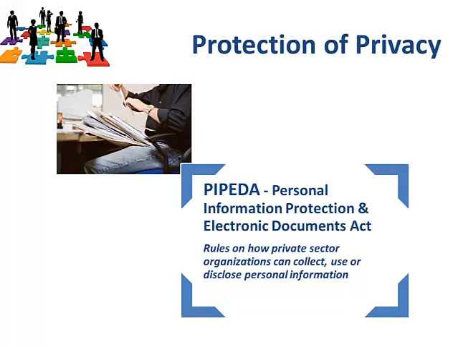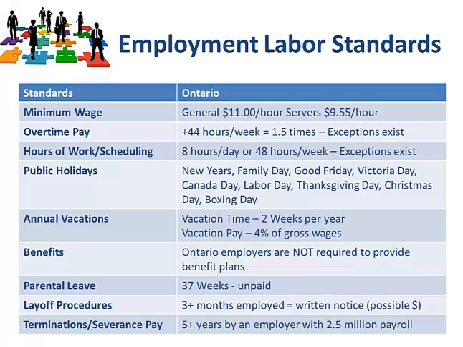Another protection is the protection of privacy. Did you know that there's a Personal Information Protection and Electronic Documents Act? This act really provides the private sector with guidelines as to how it can collect, use, or disclose personal information about you. If you've worked in Ontario, you would be familiar with employment labor standards. Minimum wages, overtime pay, hours of work, public holidays, vacation, benefits, parental leave, layoffs, and terminations are all covered.